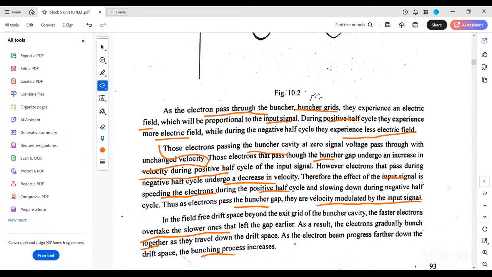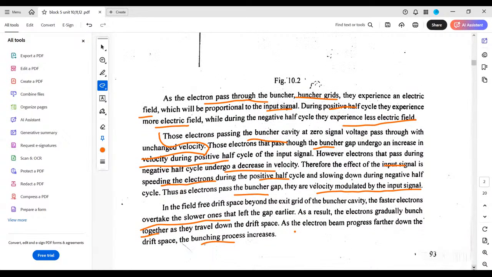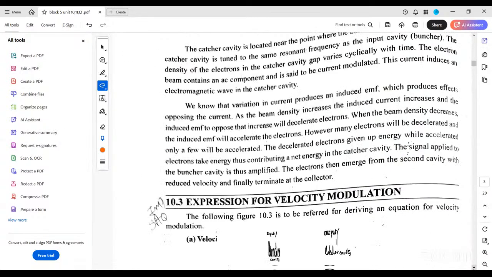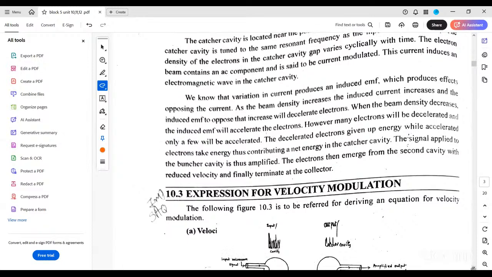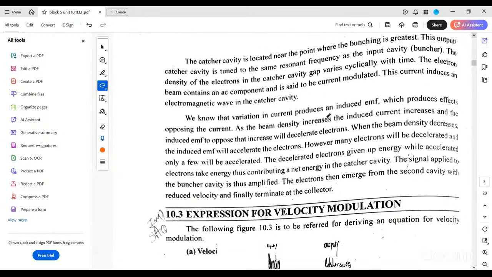Next, we are seeing the density, current, and electromotive force relation. In the next page, it is given. First, we will see the last passage, which is what is explained in the last part.